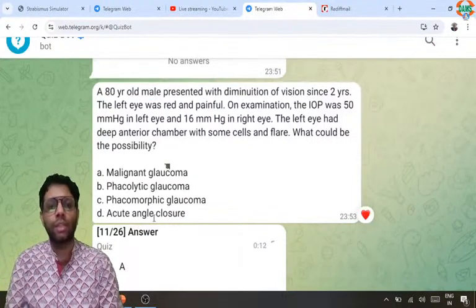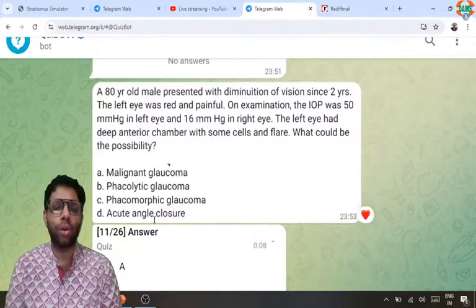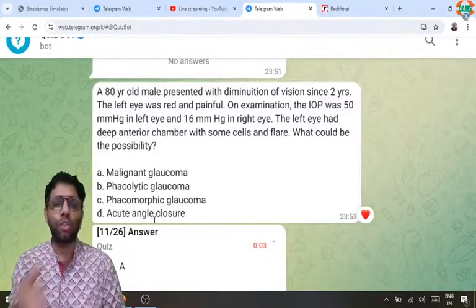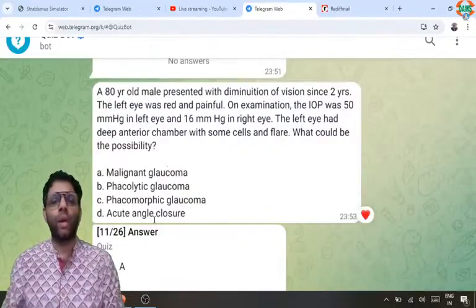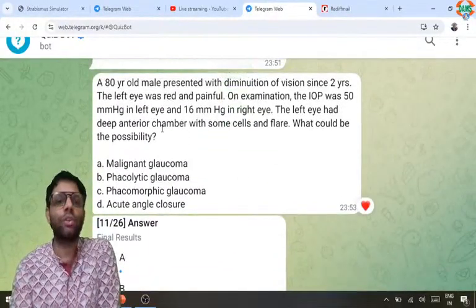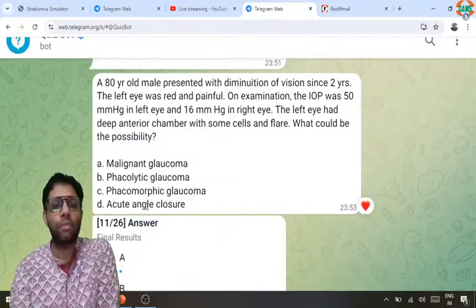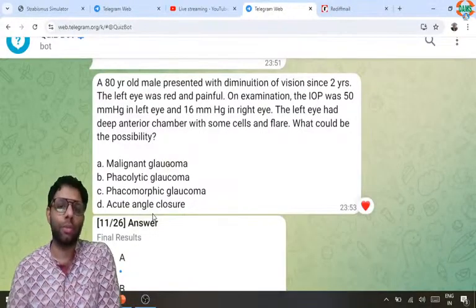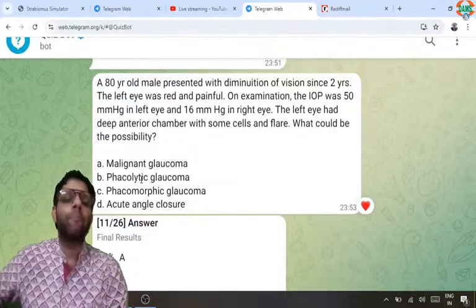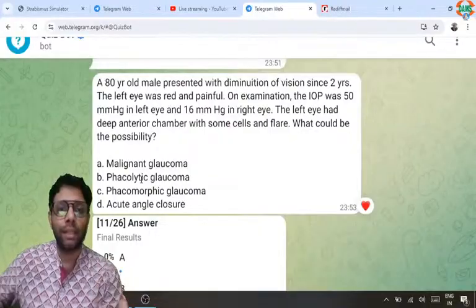An acute angle closure has, of course, pupil block glaucoma. The aqueous is formed and it is not able to come to the anterior chamber because of pupil block. Again, this is shallow anterior chamber and high IOP. So, only if you know which are the causes of shallow anterior chamber and high IOP: malignant, phacomorphic and acute angle closure are shallow anterior chamber with high IOP. Answer is phacolytic glaucoma. Now, phacolytic glaucoma is seen in old age, yes, because of hypermature Morgagnian cataract.